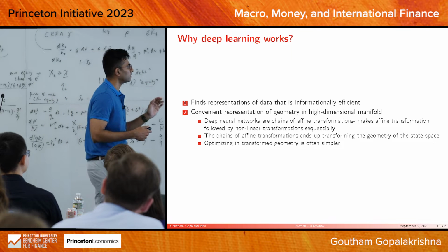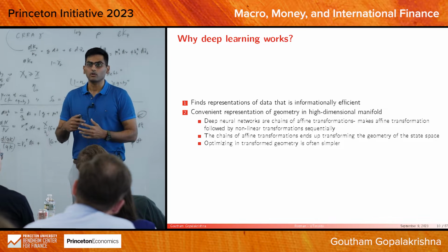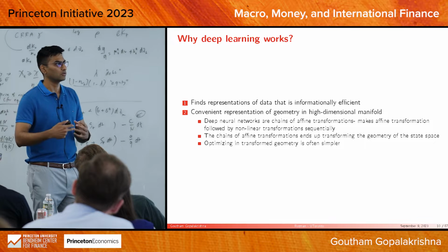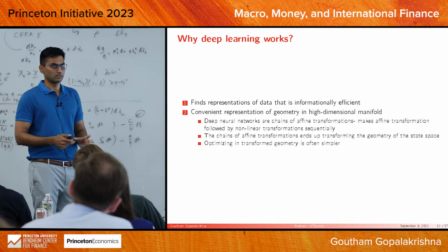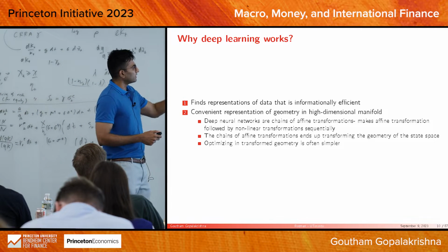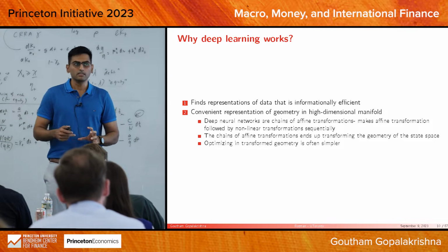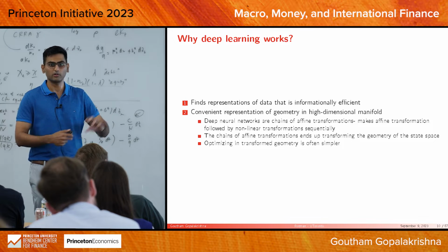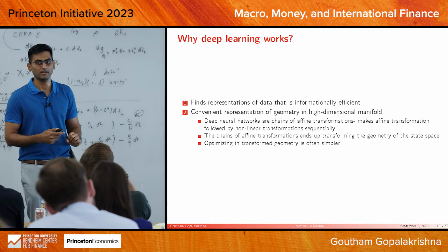When you use deep neural networks and learn, what you end up doing is applying a series of tensor operations, which are simple tensor operations, but you apply them lots of times, and you end up changing the geometry of the state space. These chains of affine transformations, by changing the geometry of state space, make your life easier because it's much easier to optimize in a simpler geometry compared to the complex manifold that was originally there, all right?